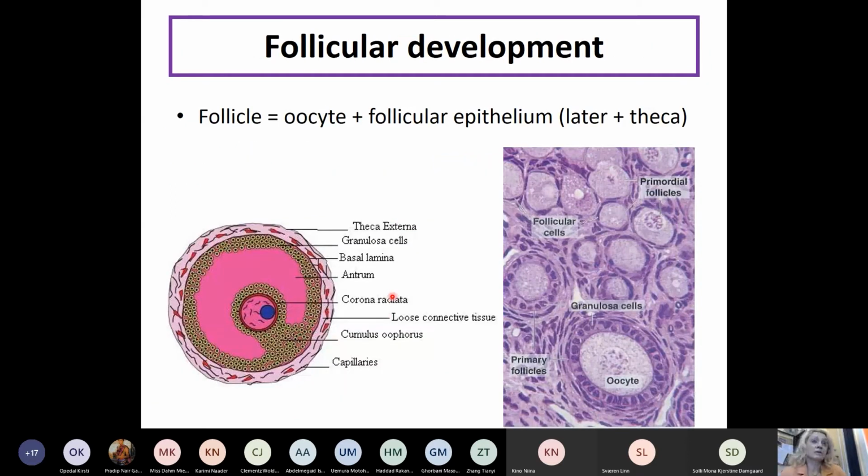So let's see the follicular development. Half of it will be reviewing what you did last semester in embryology. So first of all, let's see what a follicle is. Sometimes people use the word, but they are not aware what exactly follicle means. Follicle is the oocyte plus the epithelium or later the Theca cells surrounding it. So this whole structure is the follicle.